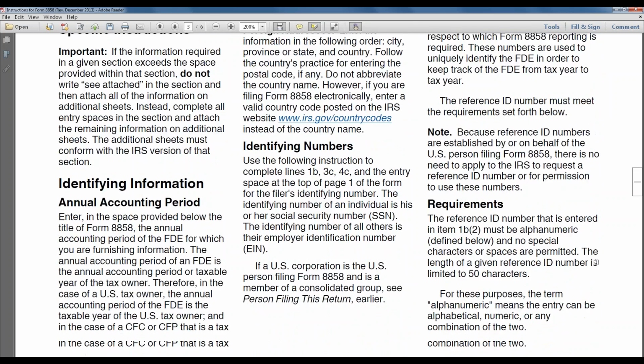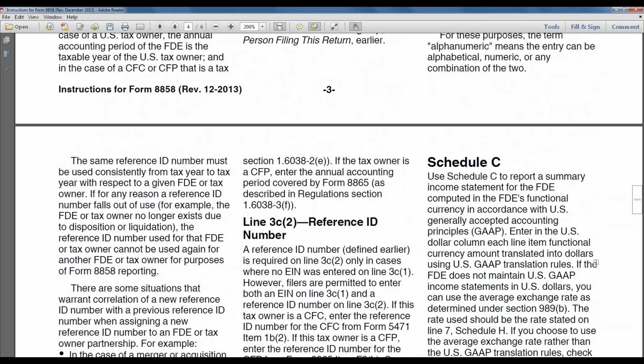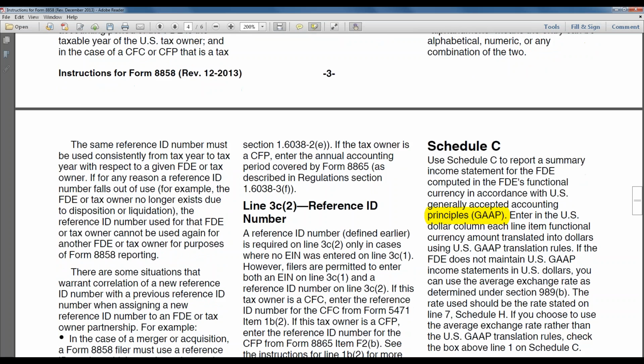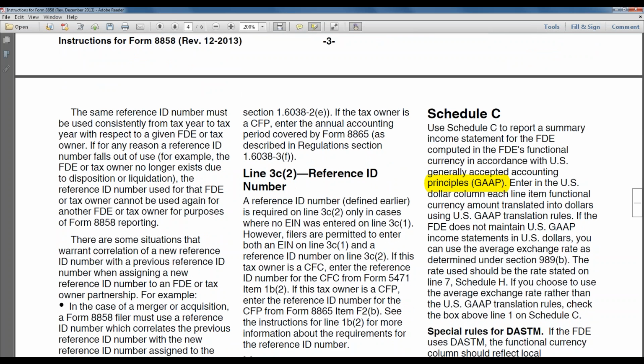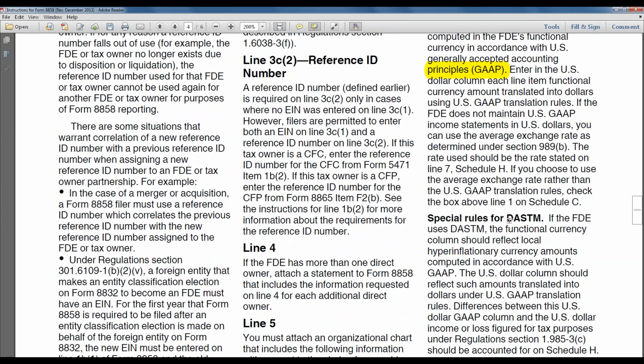But I want to get down to Schedule C here, because it is the beginning of this qualified business unit reporting in foreign currency gain and loss. And once again, a little bit like the Form 5471, GAAP is a big important aspect. So the client statement, for the most part, needs to be on GAAP. We discussed this with the controlled foreign corporation, same concept here.